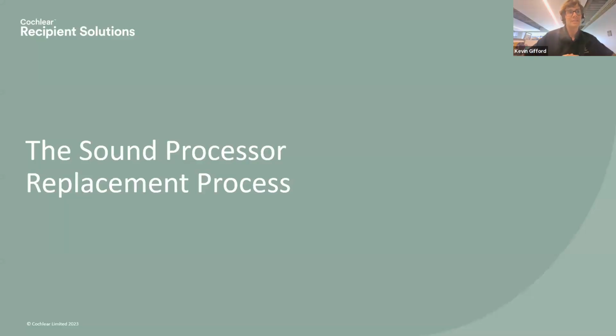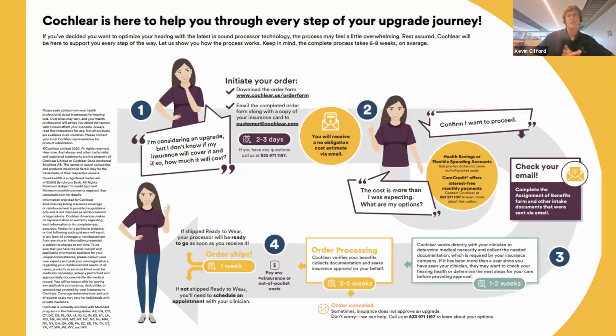So now after you decide which processor fits your lifestyle and fits you, then you'd go to the replacement process. So this is the upgrading process. The Cochlear Recipient Solutions team is here to help you through every step of your upgrade journey. First, we will collect your insurance information to see if you are eligible to upgrade.